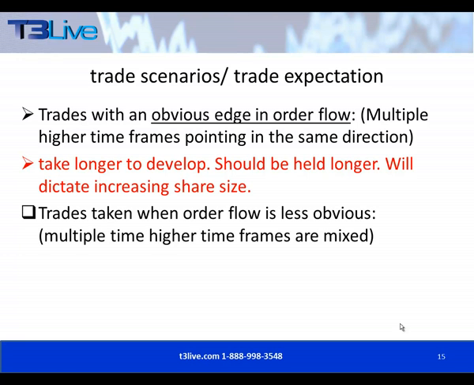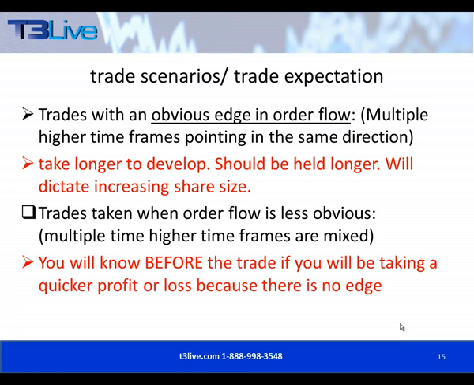All right, trades taken when order flow is less obvious, as we discussed before. In other words, if the hourly and the 15-minute are pointing up, but the daily is pointing down, you're trading against that order flow, so you're technically only momentum trading. And you're momentum trading against the order flow, so the time frames are mixed. That should be a quicker, shorter trade with a shorter expectation going into the idea. So essentially what's going to happen is you will know before the trade if you're going to be taking a quicker profit or loss because the edge is smaller.